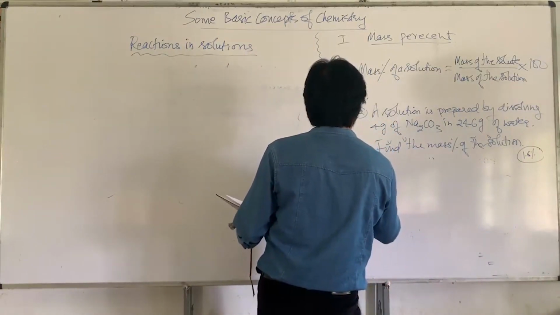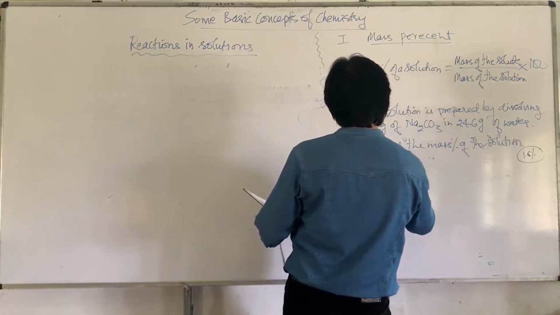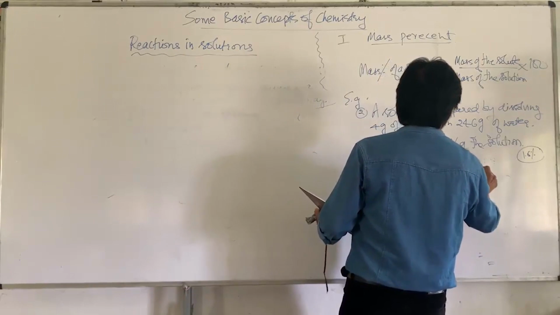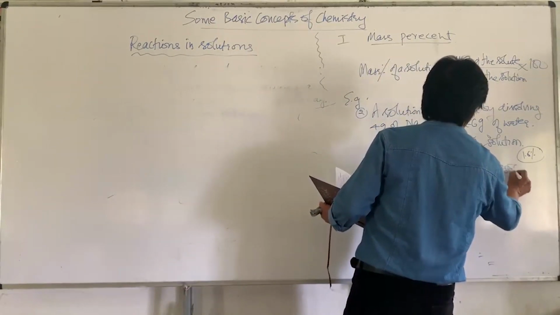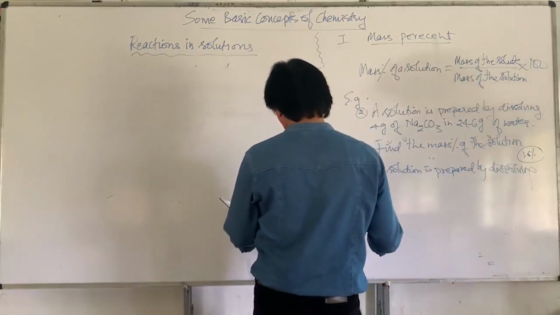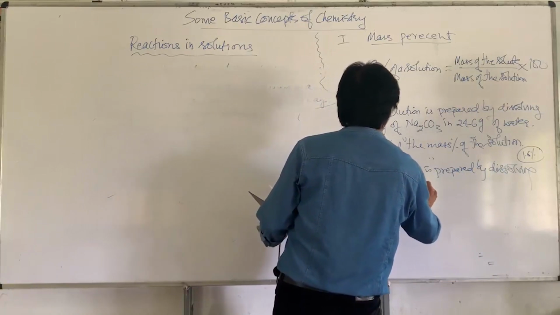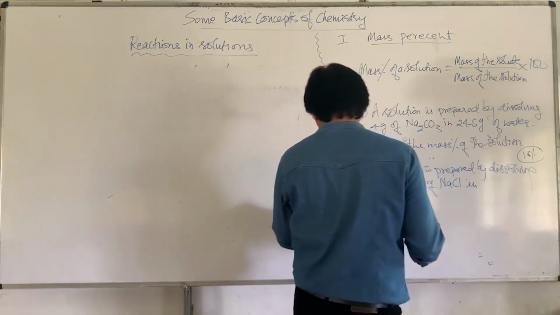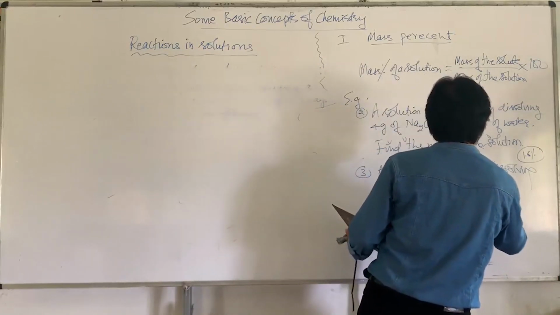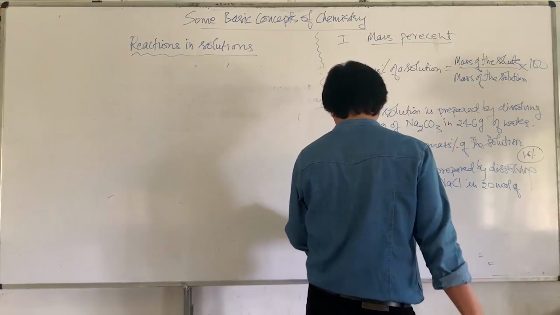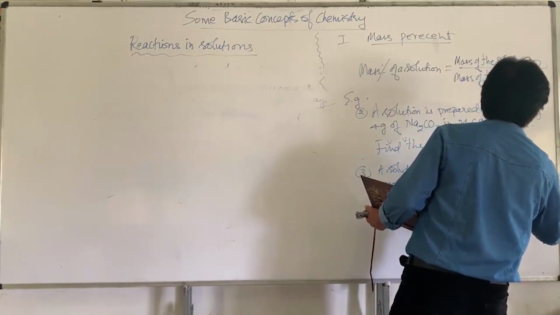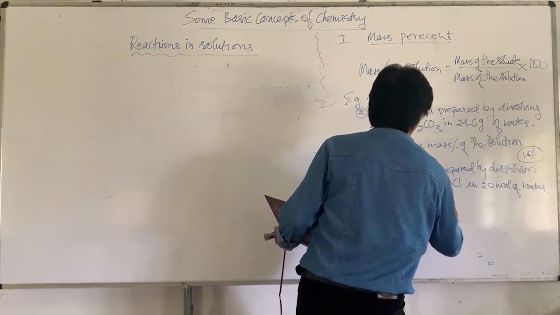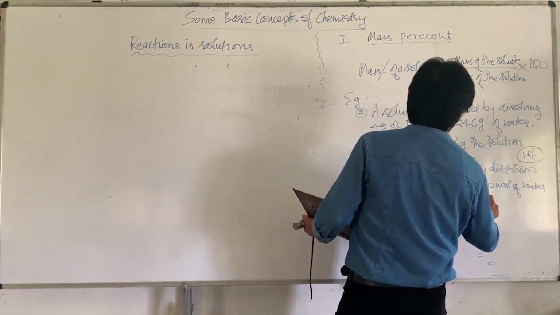Now the third one for you is a slight twist in the question. A solution is prepared by dissolving 1 mole of NaCl, sodium chloride, in 20 moles of water. Find the mass percent of the solution.